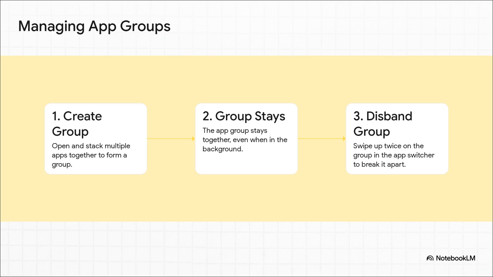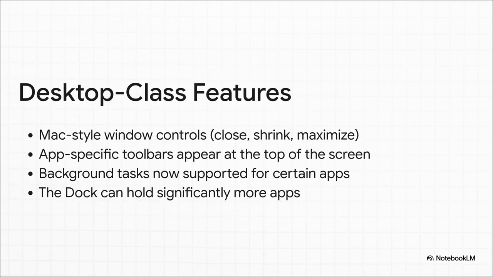So let's say you're working on a project and you stack a few windows together. That group stays bundled. If you switch over to check your email and then come back, the whole group is right there, just how you left it. And if you want to break them up, a quick double swipe up in the app switcher and poof, they're all individual apps again. And the desktop feel just keeps going.